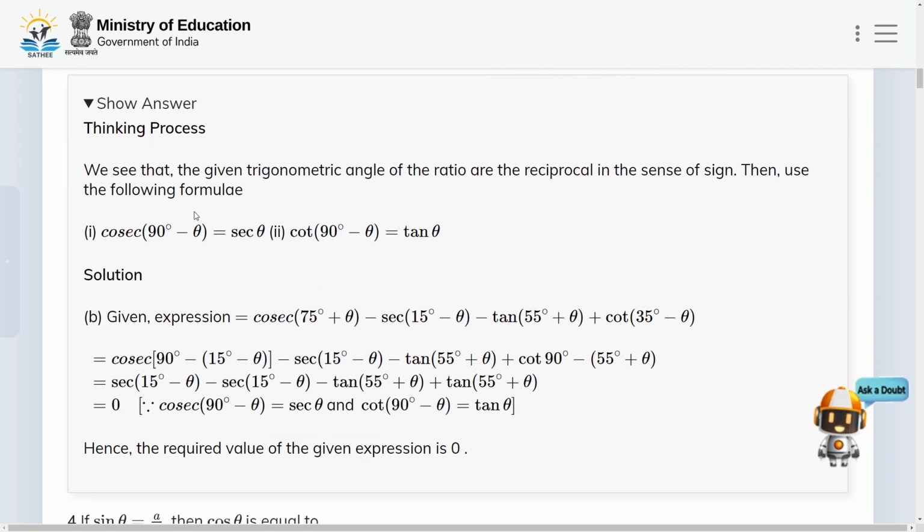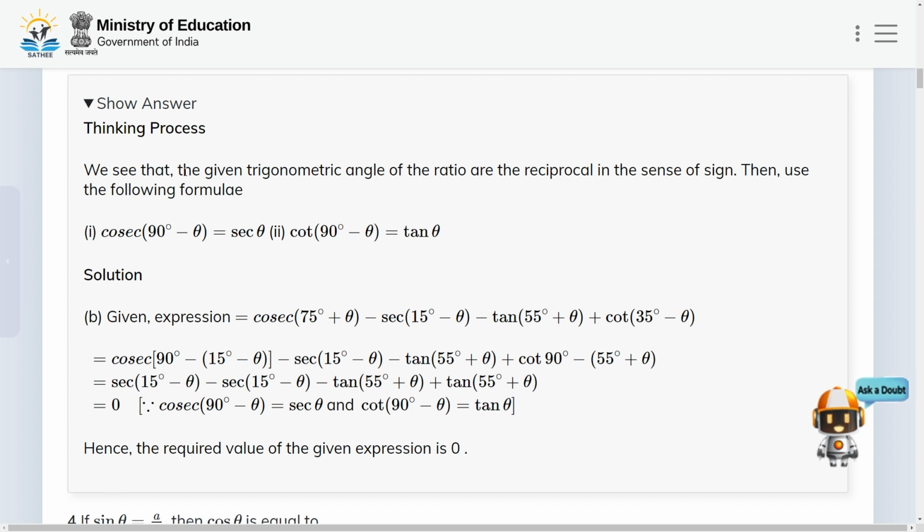So here, first of all, we see the thinking process. The given trigonometric ratios are reciprocals in the sense of sine. Then use the following formulas: cosec(90° - θ) = sec θ, and cot(90° - θ) = tan θ. So cot(90° - θ) is tan θ, and cosec(90° - θ) is equal to sec θ.